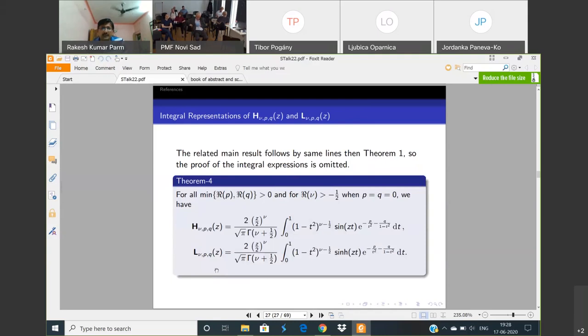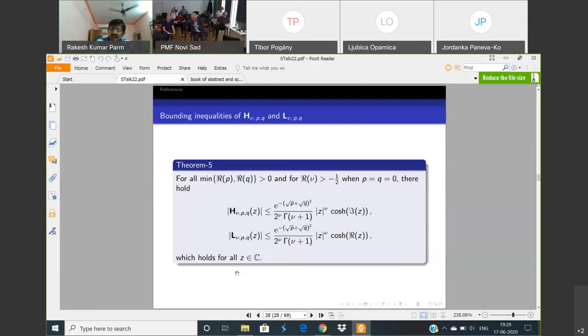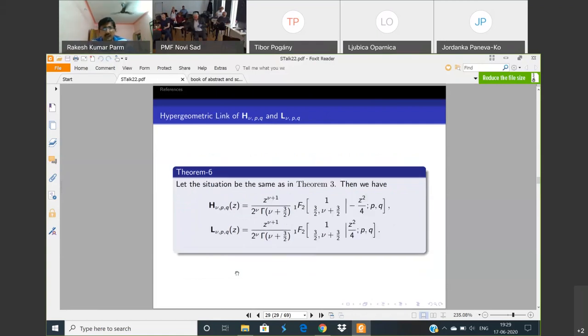So the proof here is omitted, and similarly we have obtained the integral representation of the modified Struve function and the modified Struve function of order nu. So in a similar way, we can evaluate the bounding inequalities for the Struve function and the modified Struve functions. Also, the hypergeometric link for these functions is given by theorem number 6.